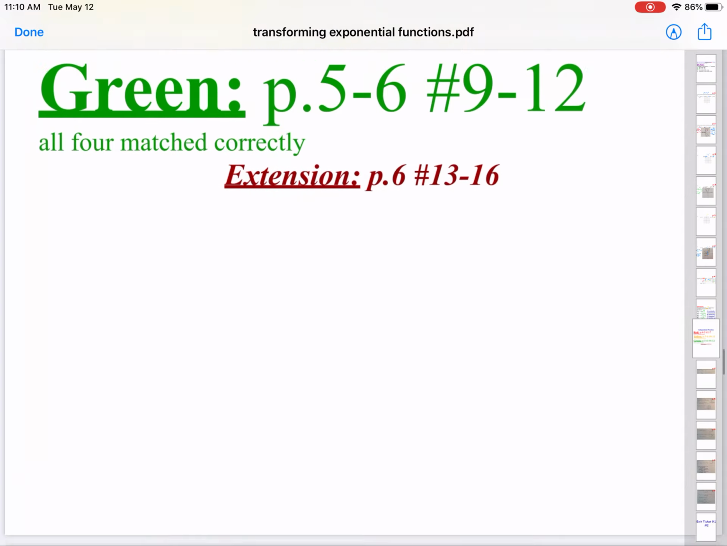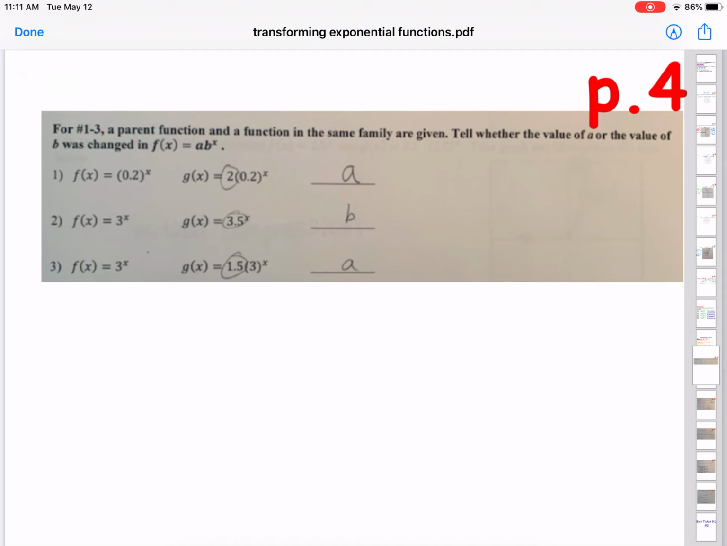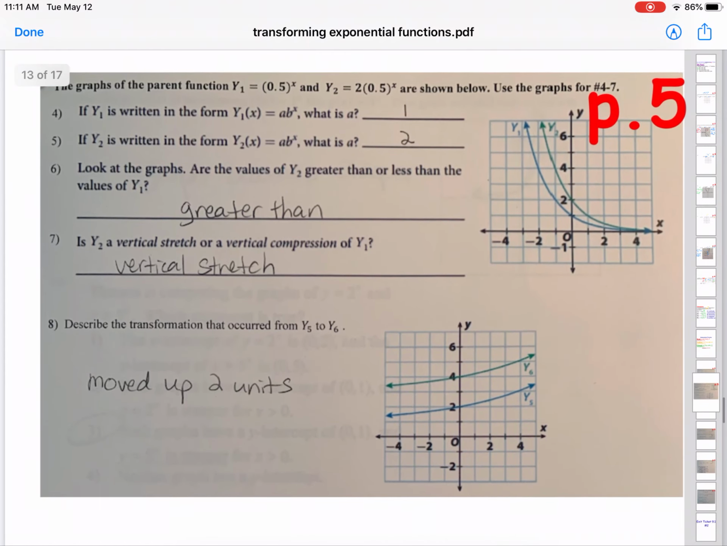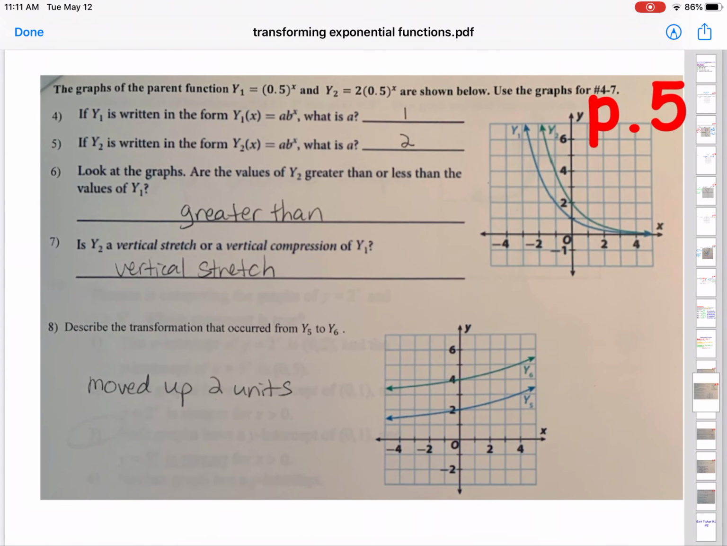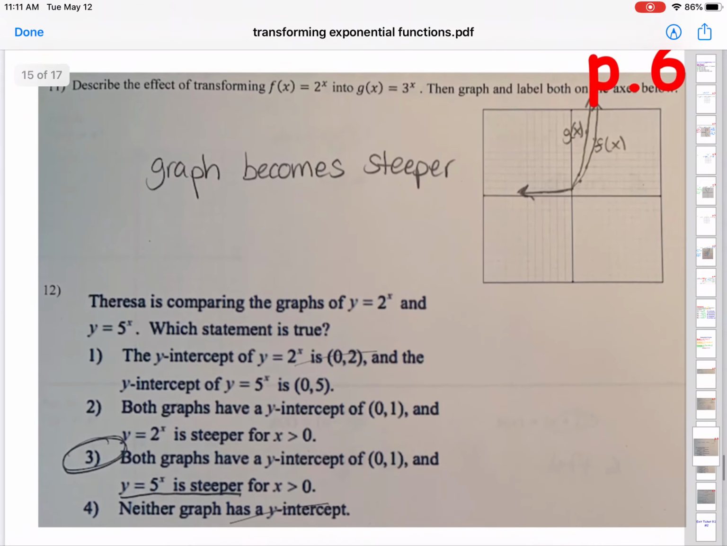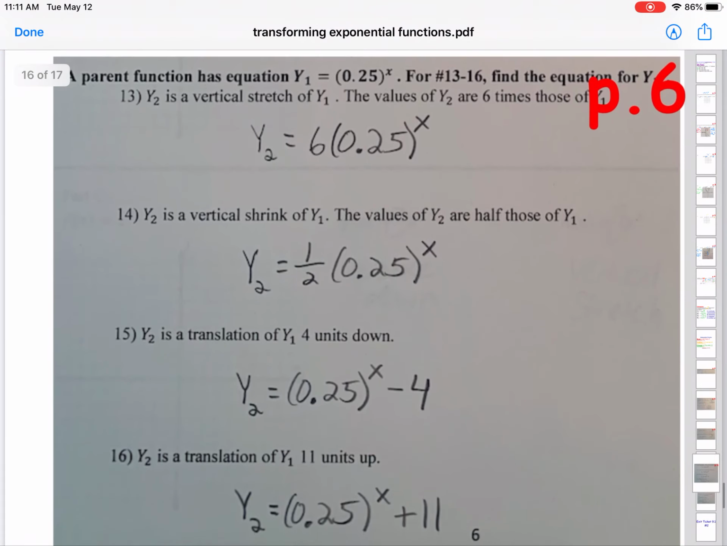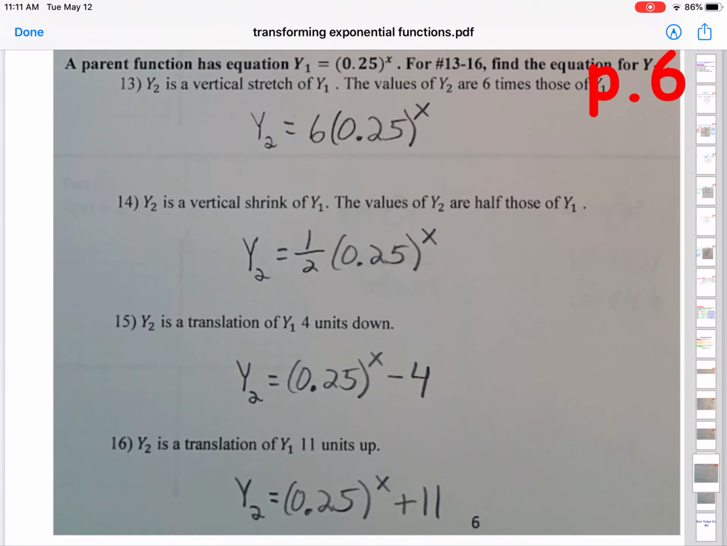Okay, so let's go ahead and take a look at our answers. Feel free to pause the video to check your answers. Here's numbers 1 through 3 on page 4. Numbers 4 through 8 on page 5. Numbers 9 and 10 from page 5. Numbers 11 and 12 from page 6. And numbers 13 through 16 on page 6.